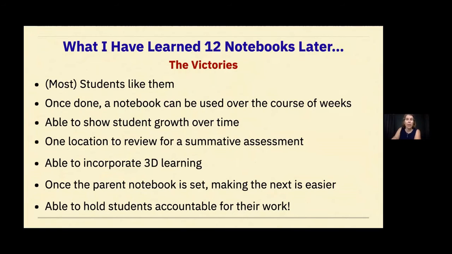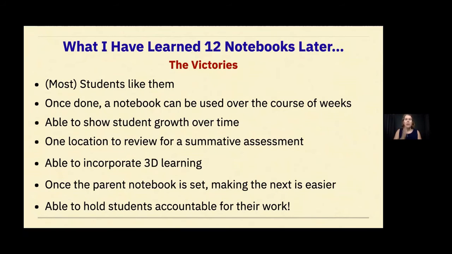Most students really, really liked them. They're like, Dr. English, it's all in one spot. I know where everything is. If I had a problem, I can go back and review something. Notebooks can last for weeks. Given my timeline was off and it was very strange this year because we were in COVID, I could make a 3-week notebook and it was brilliant.